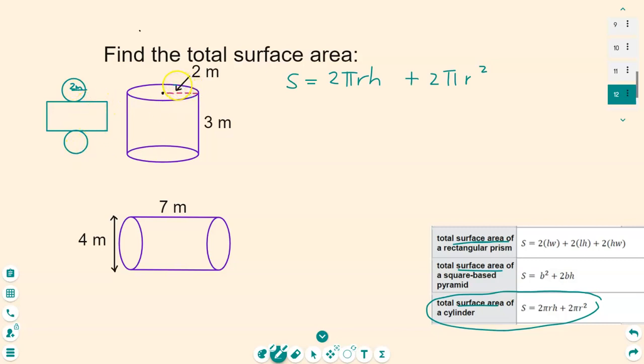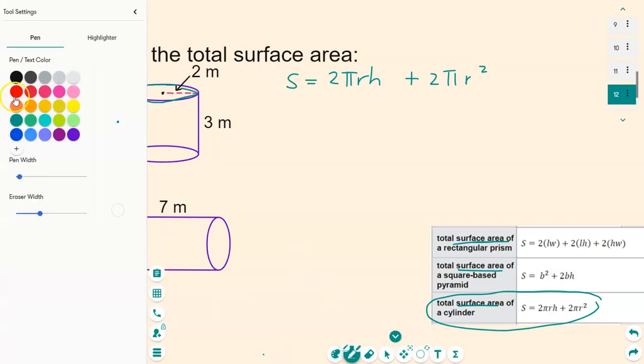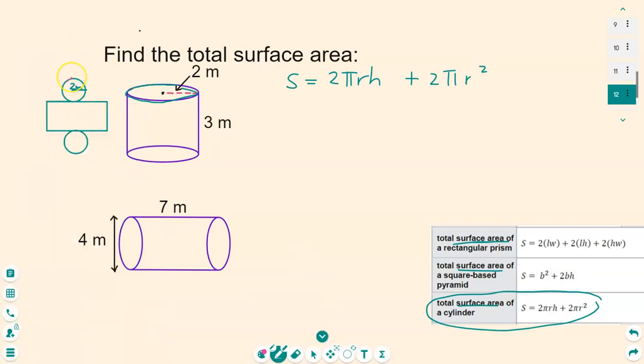And we wrap around that outside bit, this distance. So I'm just going to highlight that again. The label of the can wraps around the circumference of the circle. So that's going to be the length of that actual rectangle. So that's 2 pi r.